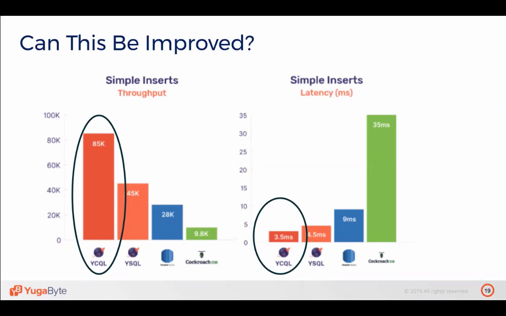And both YSQL and YCQL run on top of the same core distributed storage engine of YugaByte called DocDB. So what this shows is that we would actually be able to push up the performance that you observe with YSQL pretty close to what YCQL does, and that's a bunch of feature enhancements, and those are some of the things that are ongoing.